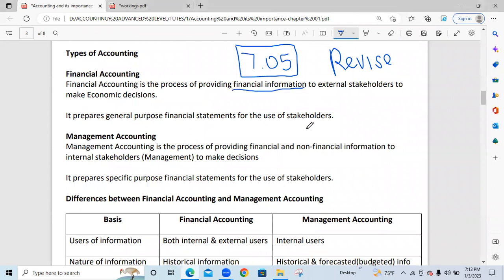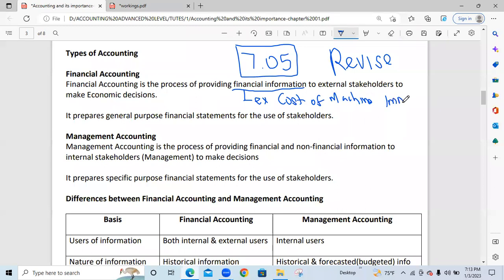Financial means whatever you can measure in terms of money. For example, if you take a machine, the cost of the machine is financial information. Let's say it's 1 million.